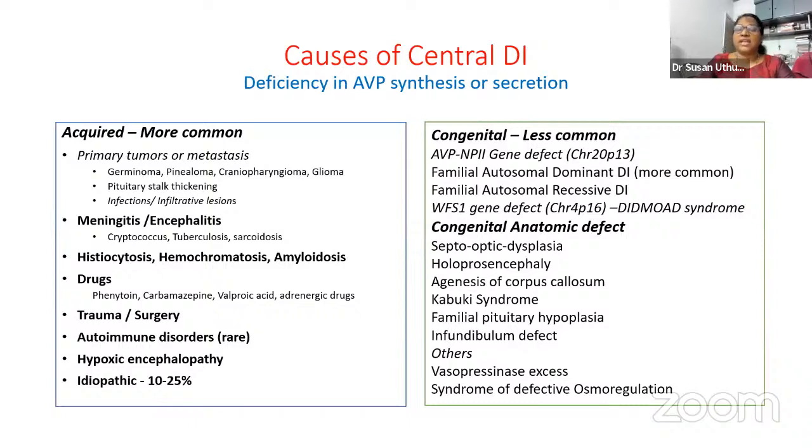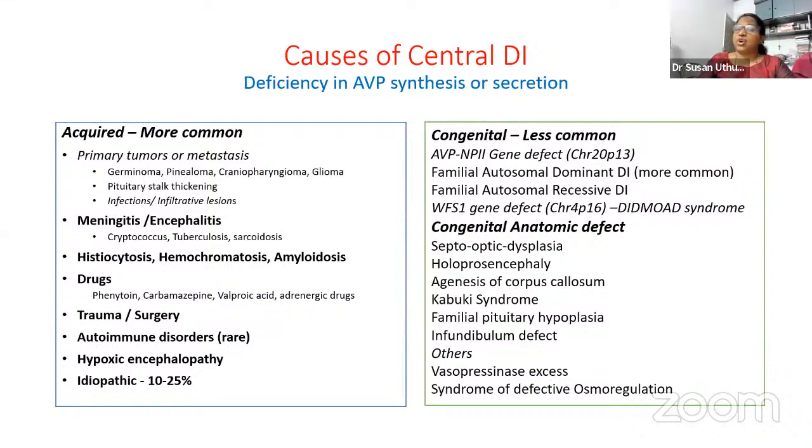So all these aquaporin channels are important in the cortical collecting duct. Now let us look at the etiology of central DI as well as nephrogenic DI. Central DI, as we have said, is a deficiency of AVP synthesis or secretion. It can be acquired due to tumors, meningitis, encephalitis, histiocytosis, which is Langerhans cell histiocytosis that we come across in children, and hemochromatosis. Then various drugs, trauma and surgery, as in the child we have already presented, hypoxic encephalopathy, and brain trauma. The idiopathic variety accounts for 20 to 25%, the reason for which is yet to be revealed.